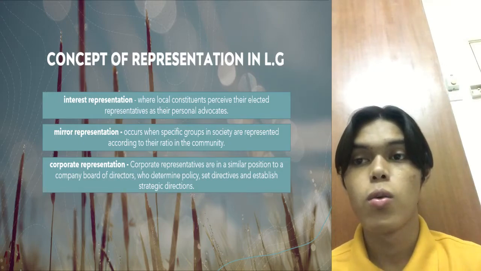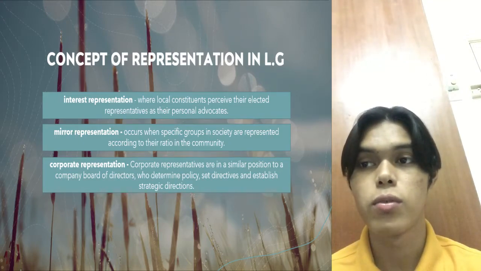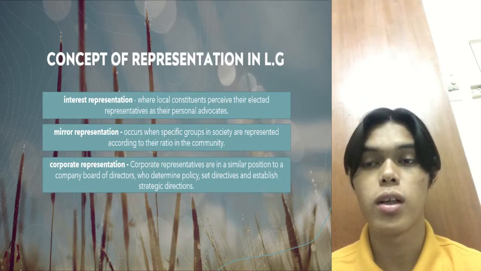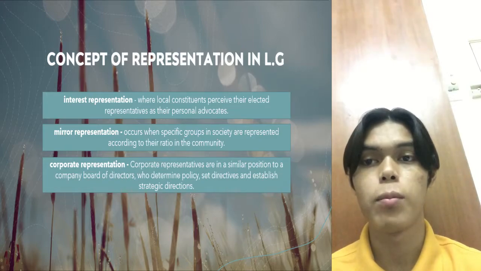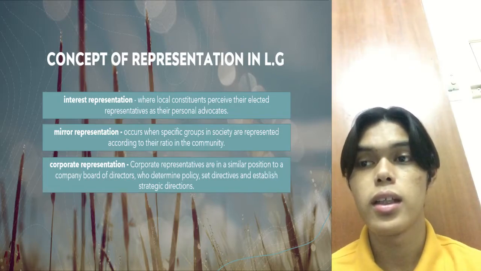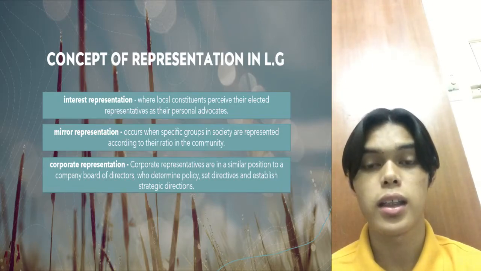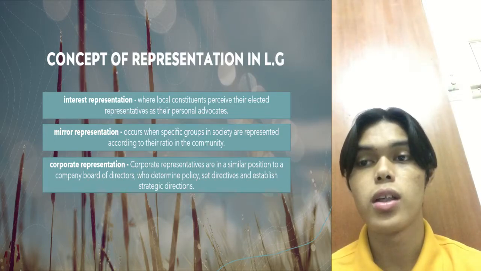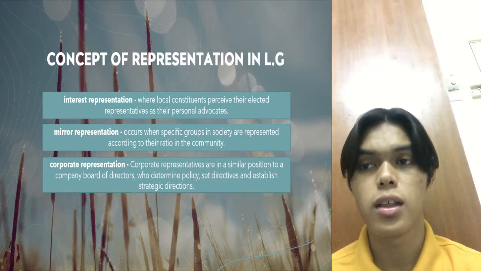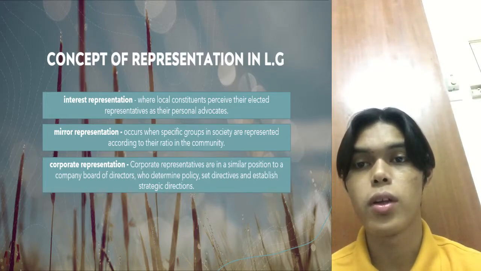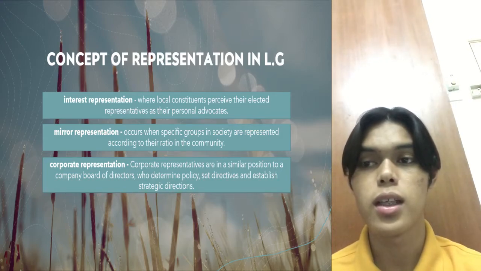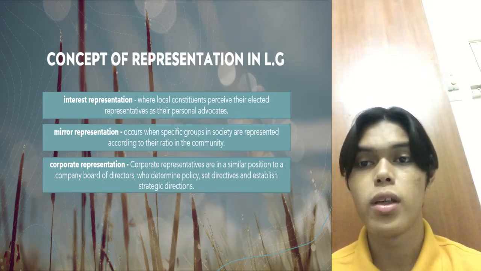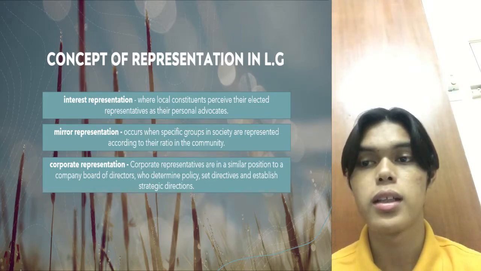The corporate view holds that once the elections are held, the elected body is free to make decisions on behalf of the community. Corporate representatives are in a similar position to a company board of directors who determine policy, set directives, and establish strategic direction. The corporate view focuses on the notion of authorization. A central feature of those political scientists who adhere to an authorization view is that elections decide who will be given the authority to deliberate and decide for others.